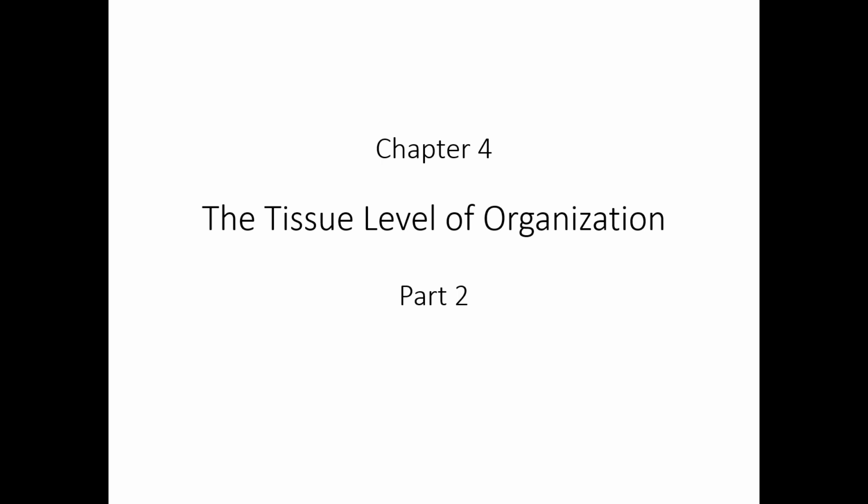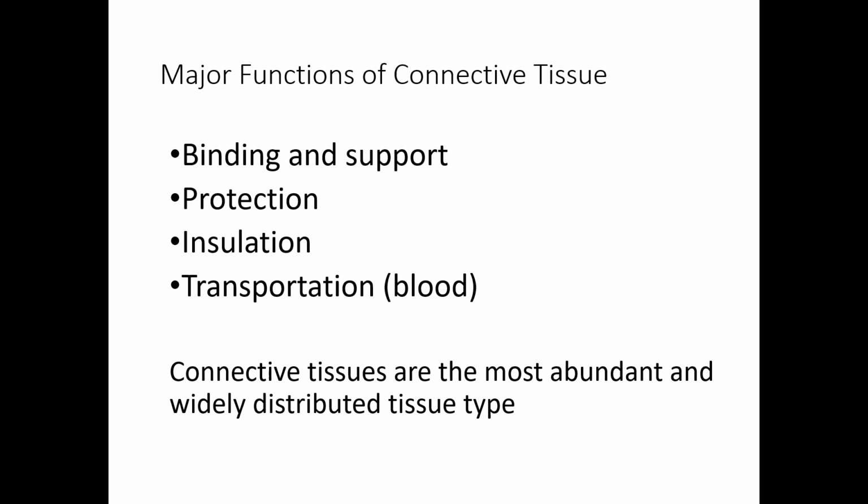Chapter 4, The Tissue Level of Organization, Part 2. Now we will talk about connective tissues. Remember that connective tissues are the most abundant and widely distributed tissue type.